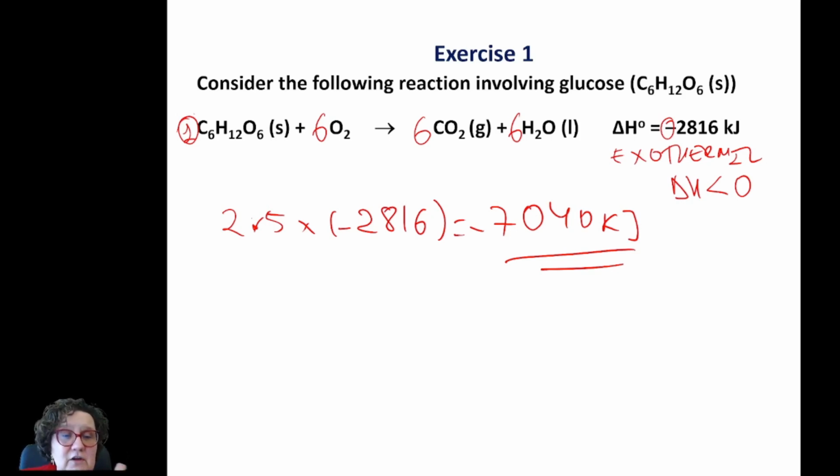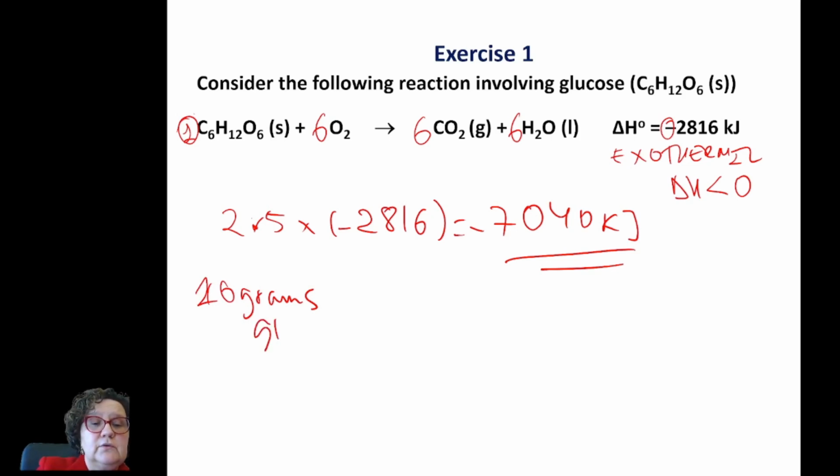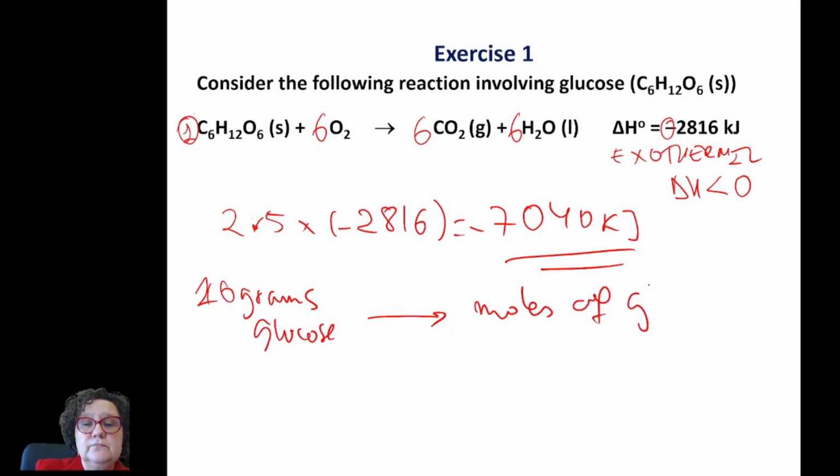It doesn't tell you anything about grams as they are. Those coefficients are not grams. It's not 1 gram of glucose and 6 grams of oxygen. It's 1 mole of glucose and 6 moles of oxygen. And the question is telling me, okay, you've got 10 grams. So my 10 grams as they stand are useless to me. I need to make my 10 grams of glucose into moles of glucose. How do I do that?